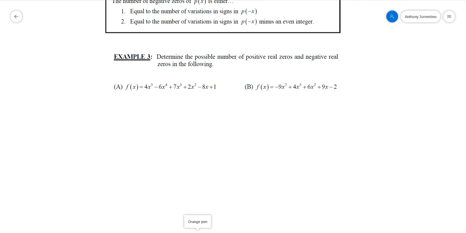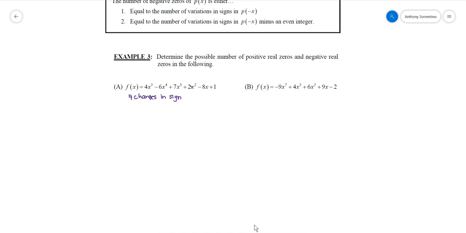When I go from the 7x cubed to the 2x squared, there's no sign change. So right now I have 2 sign changes. I then go to a -8x. That's a third sign change. And then I go to the +1, which is a fourth sign change. So f of x had 4 changes in sign.